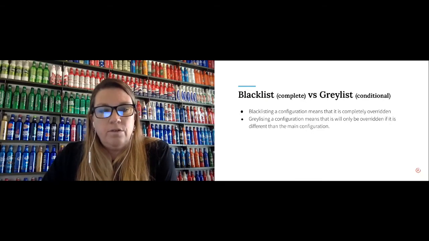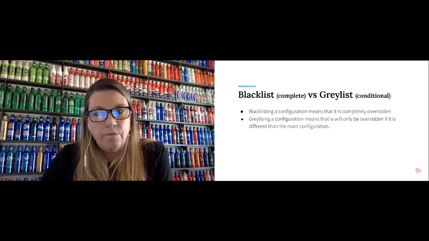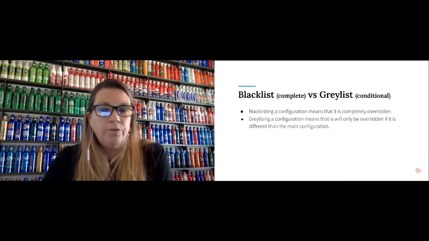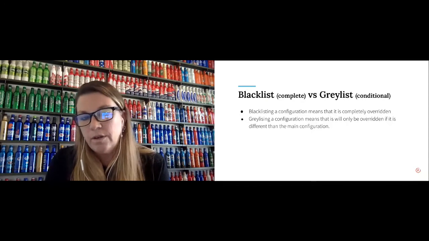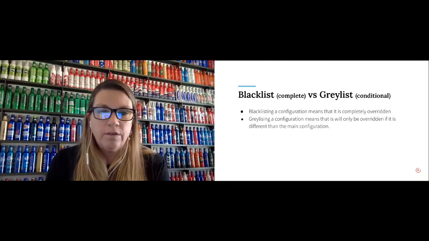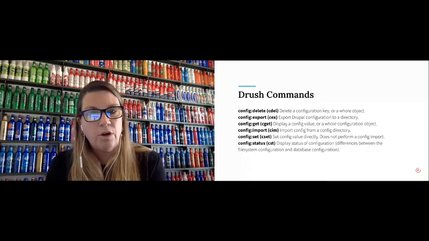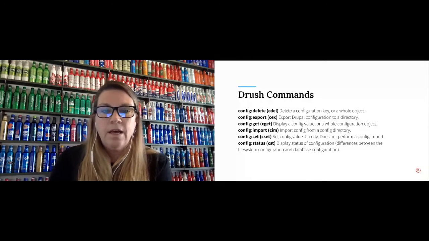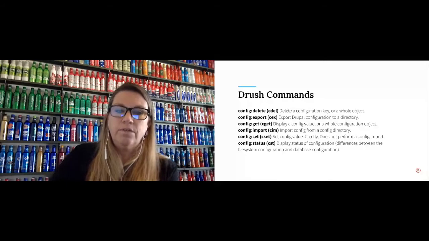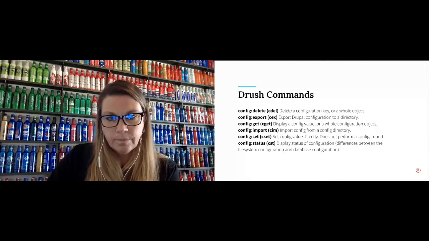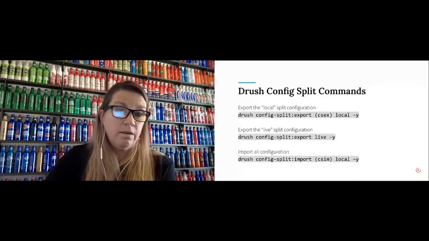So these are some of the commands that you would regularly use for configuration import. Basically, you're going to export your configuration. I typically use what's in parentheses there, it's kind of the shortcut way. But you're going to typically export your configuration, and then you're going to import the configuration. You can also set different values, display config values, and get the status of configurations to see if there's a difference. So these commands can be pretty helpful. There's also some good config split specific commands.